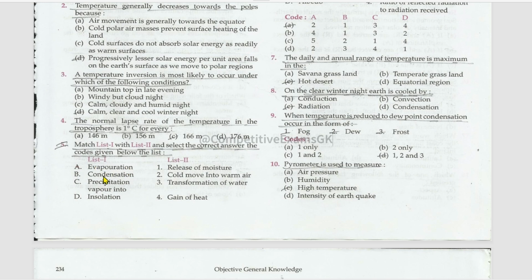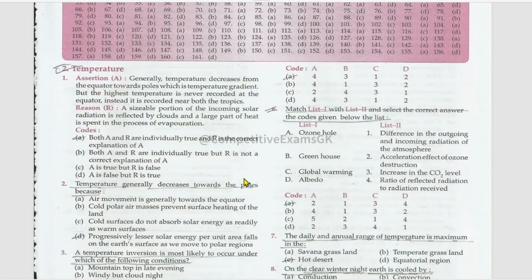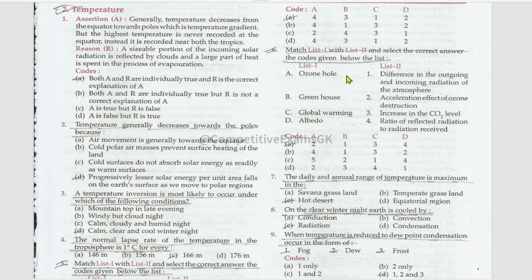Match the list 1 with the list 2. Evaporation, gain of heat; condensation, transformation of water vapor into liquid; precipitation, release of moisture; insolation, cold move into warm air. Another matching: ozone hole, acceleration effect of ozone destruction; greenhouse, difference in the outgoing and incoming radiation of the atmosphere; global warming, increase in the carbon dioxide level; albedo, ratio of reflected radiation to radiation received.